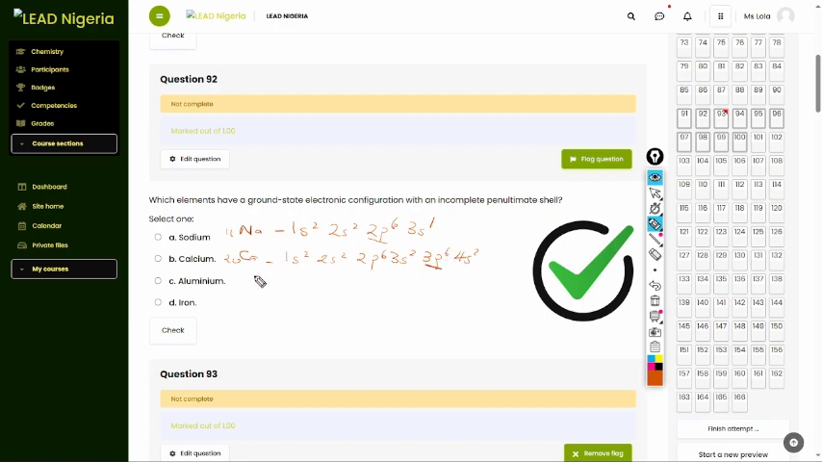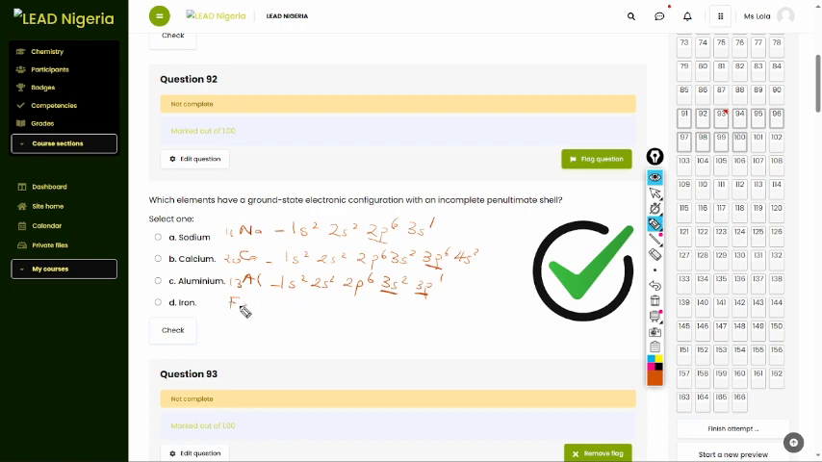Now for aluminium, 13, 1s2, 2s2, 2p6, 3s2, 3p1. So these are 13 electrons. So the valence shell is this, then the penultimate shell is this, which is complete because it's carrying 2 electrons.